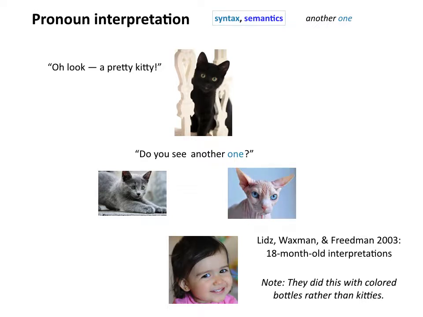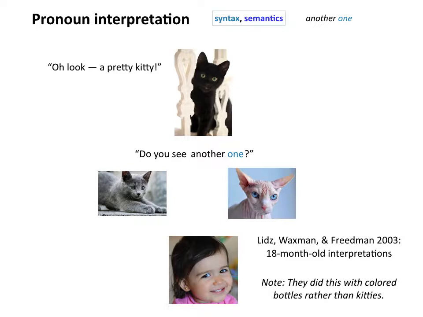So how do we tell what representations, in particular, what interpretations, very young children have for "one" in this kind of context? Well, Lidz, Waxman, and Friedman in 2003 ran a looking time study with 18-month-olds. I'm going to give you examples following up with our pretty kitty example from before, but I should note that they actually used colored bottles rather than kitties, so that it was very clear, for example, that a red bottle was red and not some other color.